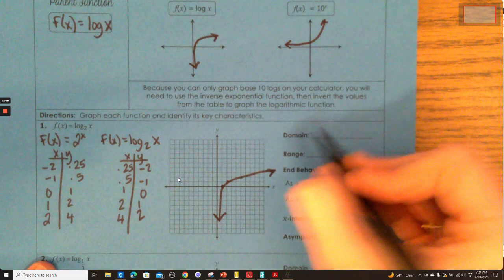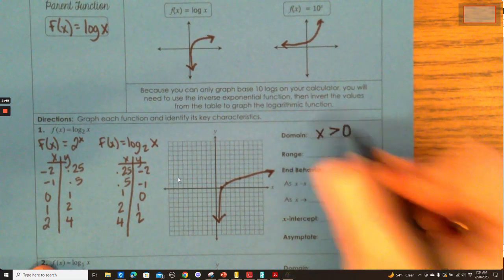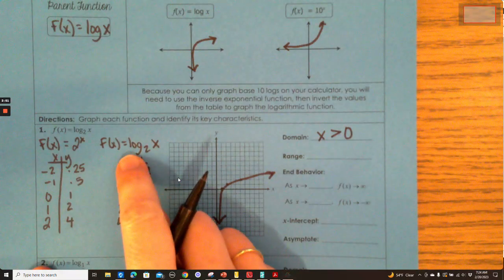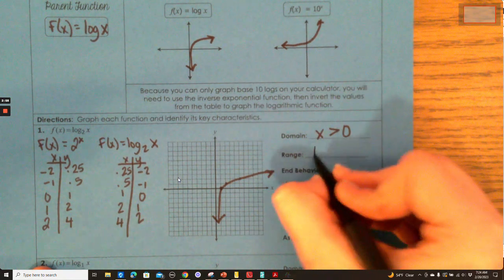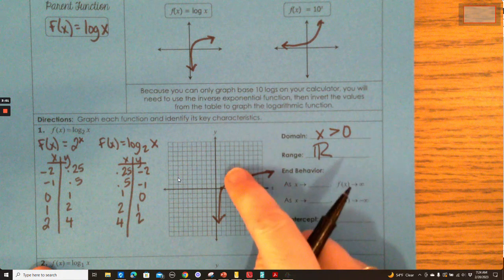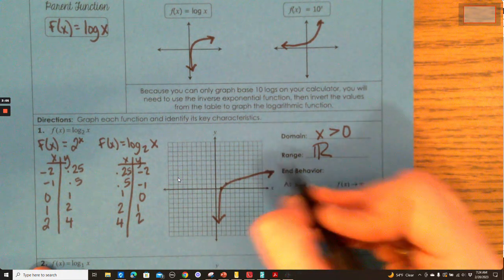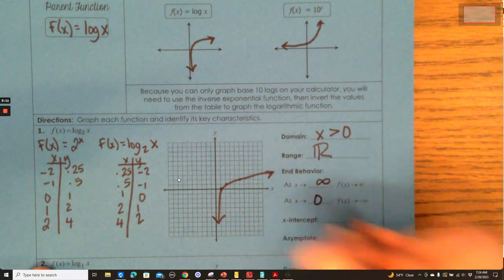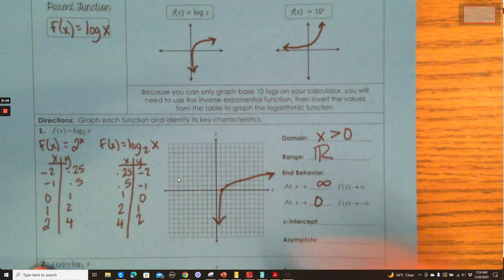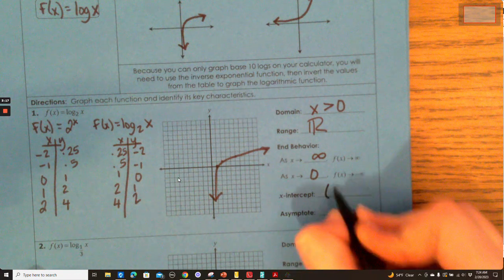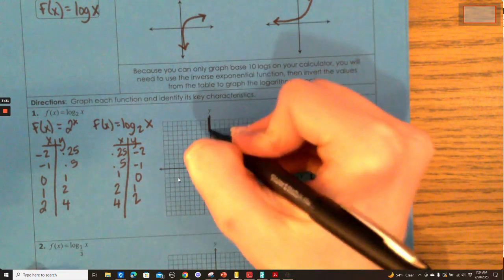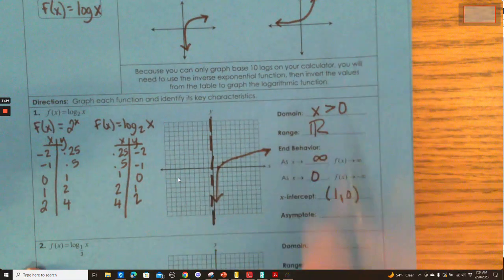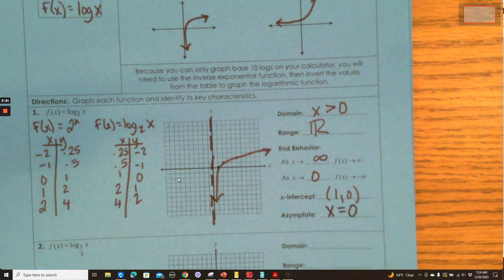Okay? So our domain, x has to be greater than 0. So we cannot take the log of a negative value. So the x's are always going to be positive on logarithmic functions. The range can be all real numbers. It will go through every single y, infinity to negative infinity. So as x approaches infinity, y approaches infinity. As x approaches 0, f of x approaches negative infinity. The x-intercept is (1, 0). And then our asymptote here, so if you remember with exponential functions, the asymptote was y equals 0. Here, it's x equals 0.